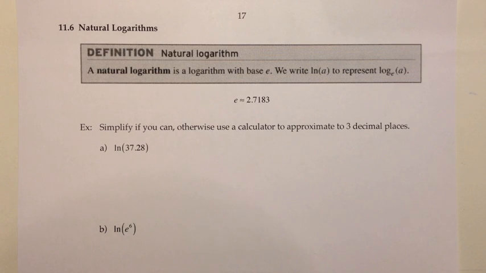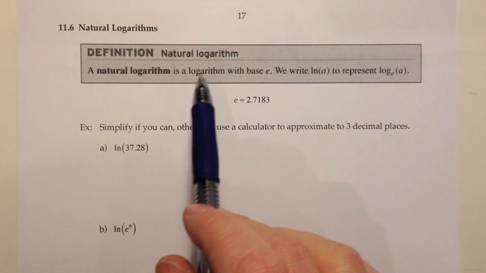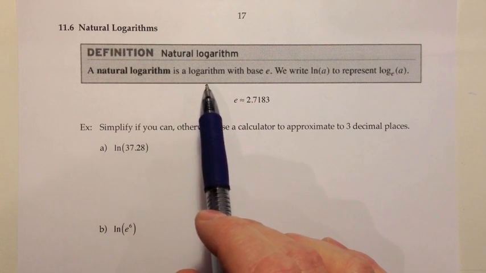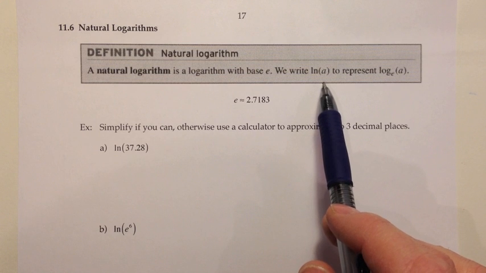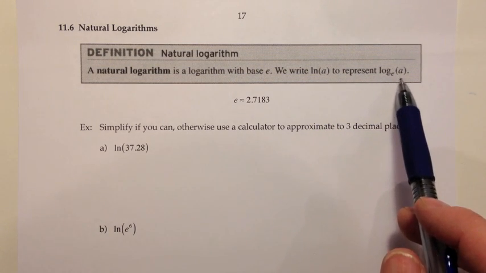Section 11.6, Natural Logarithms. In this section we're going to look at a new kind of logarithm where the base isn't base 10, but a number called e. So this is a natural logarithm. A natural logarithm is a logarithm with a base of e, and we write the natural log of a to represent log base e of a.